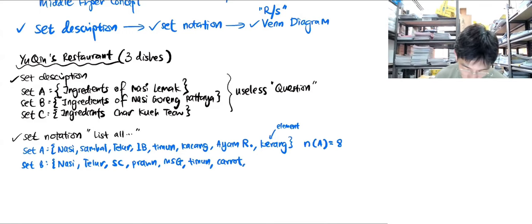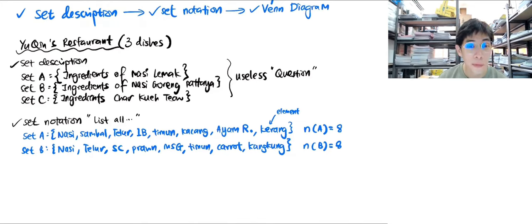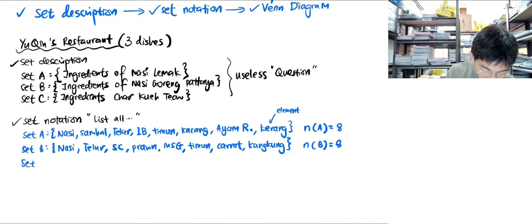Wait, 1, 2, 3, 4, 5, 6, 7. One more. Everyone, this one is a bit special, but I'm going to put it inside, okay? Najib's favorite, kangkong. Okay, kangkong. Okay, everyone, how many elements are there? Come tell me. 1, 2, 3, 4, 5, 6, 7, 8. 8 also. Okay, set C.